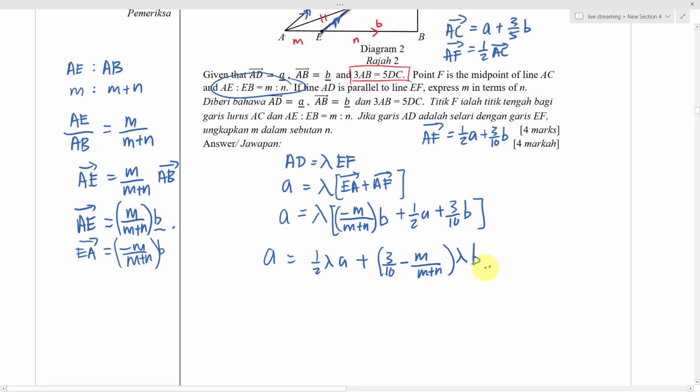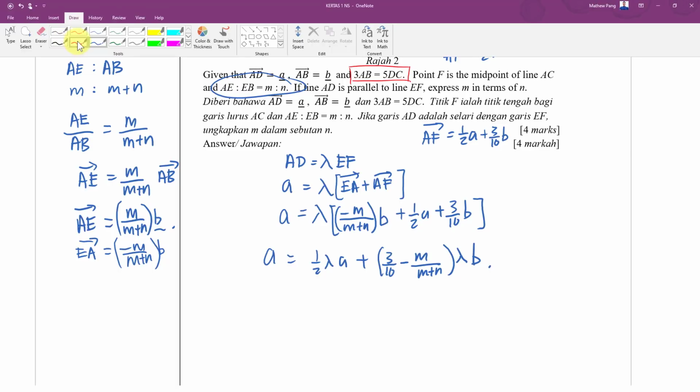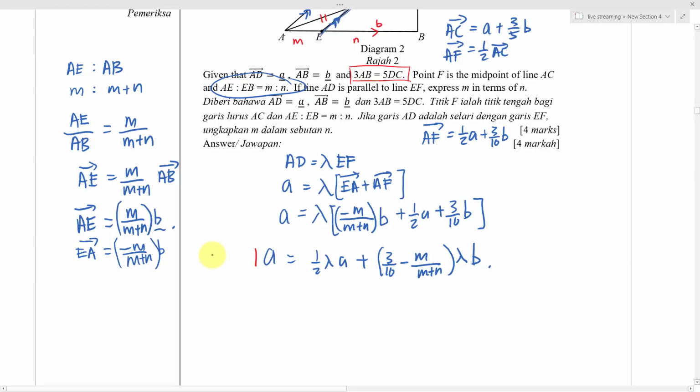Right, so over here, you realize I only have one A. It means I only have one A and 0B, because you don't see any B here, so there's a 0B here. I need to compare A and compare B. So I compare A first. If I compare A here, I know 1 equals 1 over 2 lambda. From here, I know my lambda equals 2.